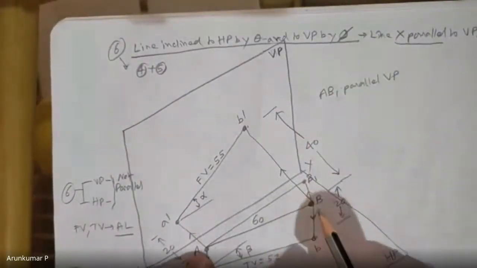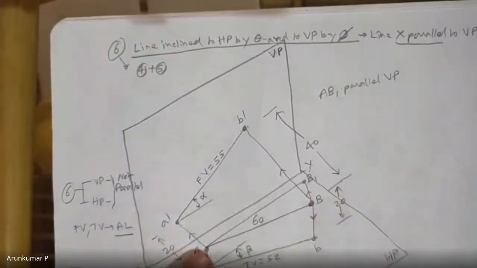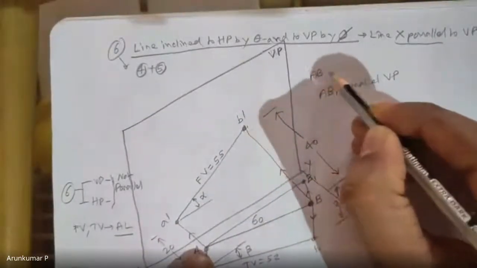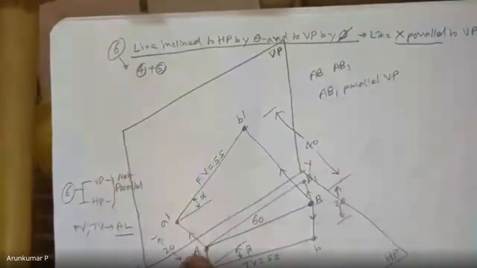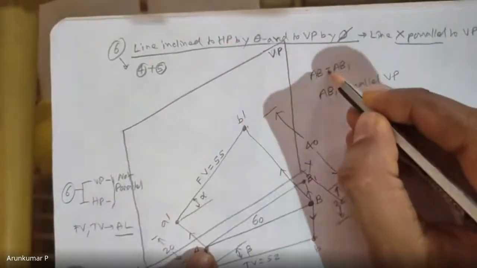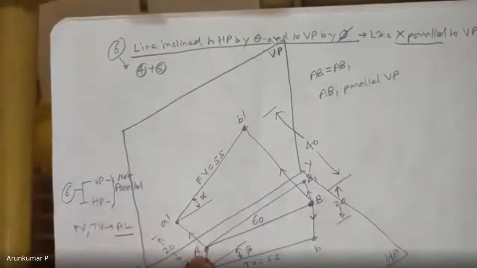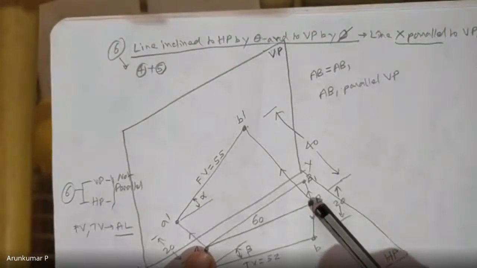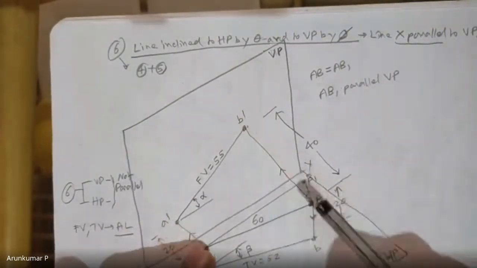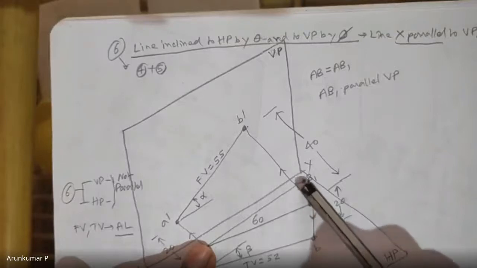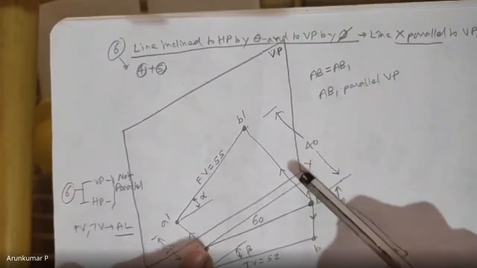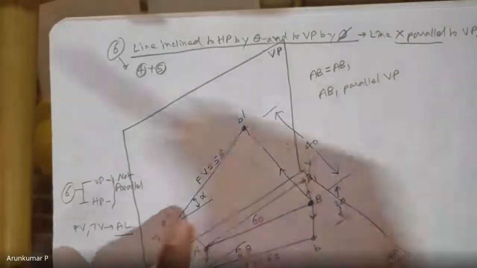Now tell me, what is the difference between AB and AB1? Are they same or are they different? What is the length of AB and AB1? Is it same? Same. Yes. Then what is the difference between the two? AB is not parallel to VP, whereas since I have rotated the end B to a new position B1, this line AB1 is now parallel to VP.